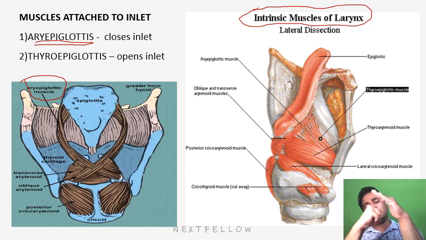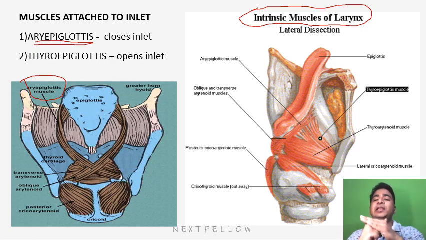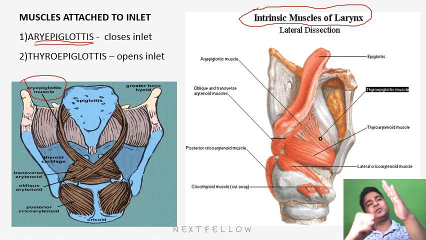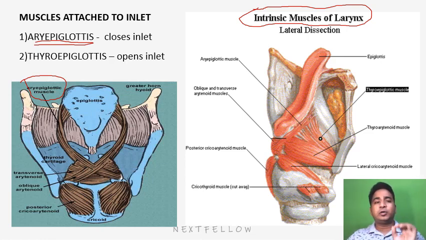So whenever this muscle contracts, what happens? The epiglottis will fall over the arytenoids. So what will it do? It will close the laryngeal inlet. So try to recall the epiglottis and arytenoid connecting muscle, that is the aryepiglottis muscle. If this muscle contracts, the epiglottis will fall down over the laryngeal inlet. So this muscle is responsible for closing the laryngeal inlet.